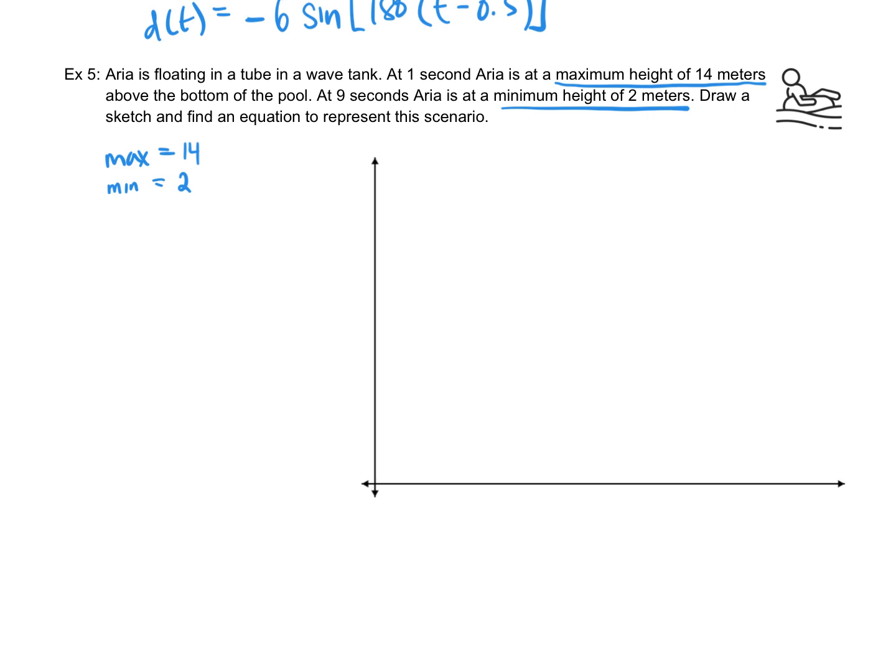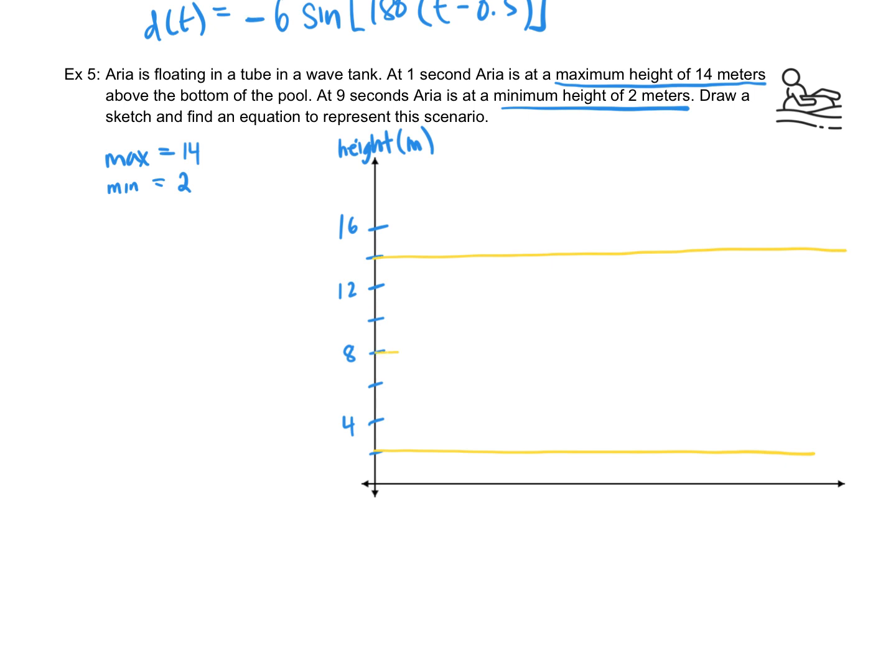Okay, so I'm just going to do, maybe I'll try a nicer scale this time. So I'll say 2, 4, 6, 8, 10, 12, 14, 16. And this is going to be the height. And our minimum is 2, given to us directly. Our maximum is 14, given to us directly.